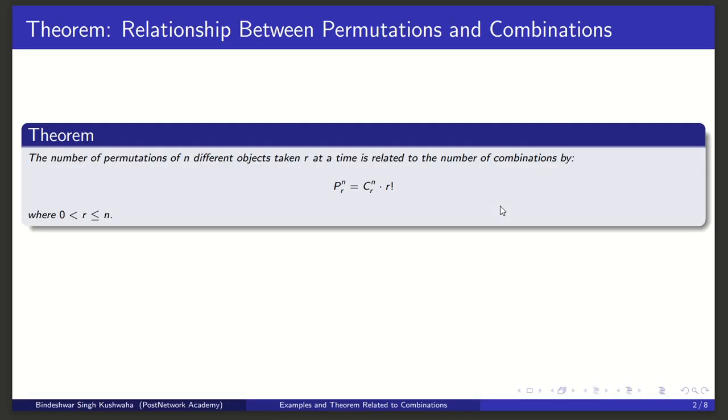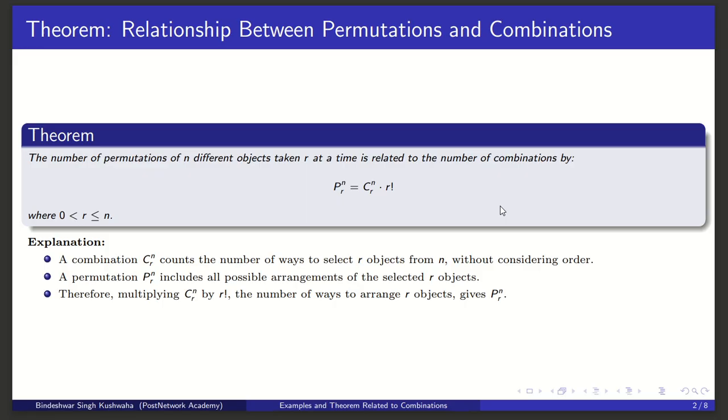So first of all, we will see the relationship between permutations and combinations. The number of permutations of n different objects taken r at a time is related to the number of combinations by nPr equals nCr times factorial r. That means if you multiply factorial r to the combinations, that would be equal to the permutations, where r lies between 0 and n.